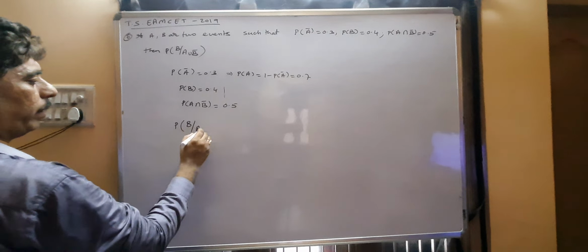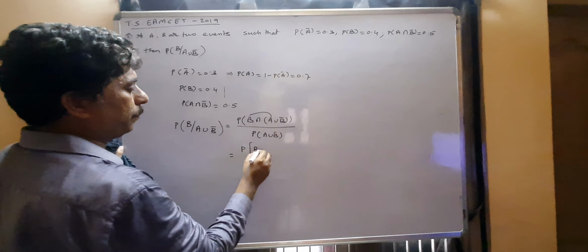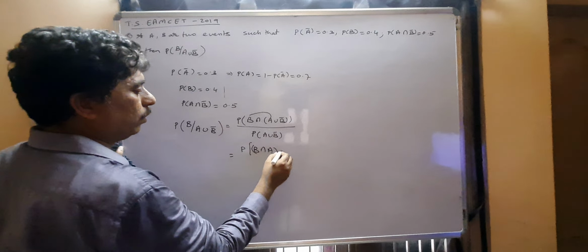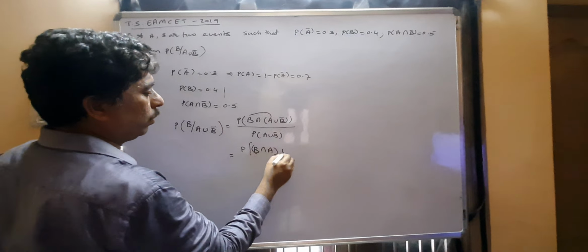We know P of B by A means P of the intersection of both, A intersection B, by denominator P of A. That is the formula, we know the definition. So this is P of B intersection A union B complement by denominator P of A union B complement. Now coming to the distributive property, you can apply in the numerator: probability of B intersection A union B intersection B complement.